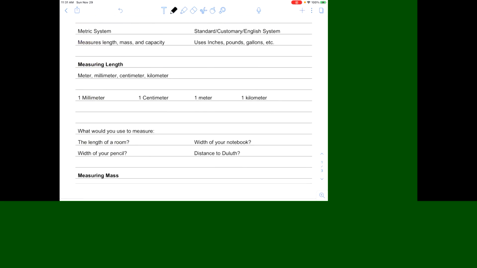So the metric system measures length, mass, and capacity. And the one that you are probably more familiar with is what's called the standard, customary, or English system. That one uses inches, pounds, and gallons, etc. We're really used to this in the United States. This system is used in the USA, in Liberia, and in Myanmar. There are 3 countries that use the standard, customary, or English system, which uses pounds, inches, gallons, feet, yards, cups, pints, ounces, all of these things that we're used to.